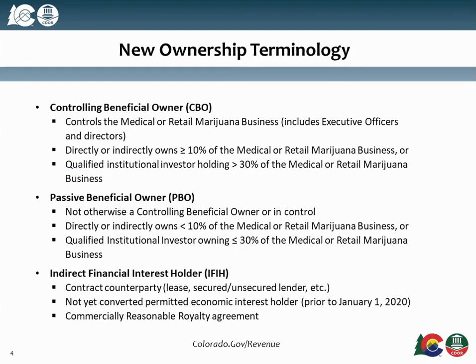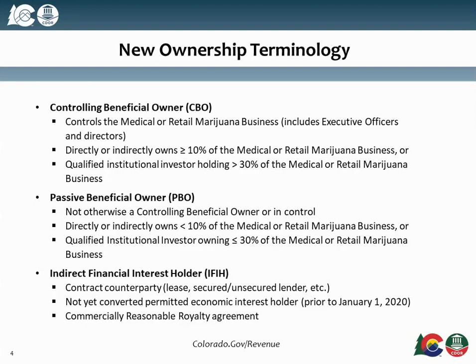It's important to note that both controlling beneficial owners and passive beneficial owners can be a natural person or an entity. This is a significant change from prior law where the focus was on only natural persons. It's also important to note that the terms controlling beneficial owner, passive beneficial owner, and indirect financial interest owner apply equally to publicly traded corporations and privately held regulated marijuana businesses.